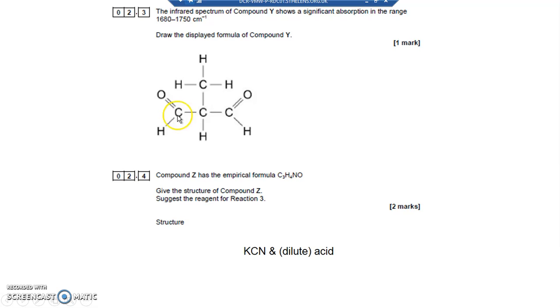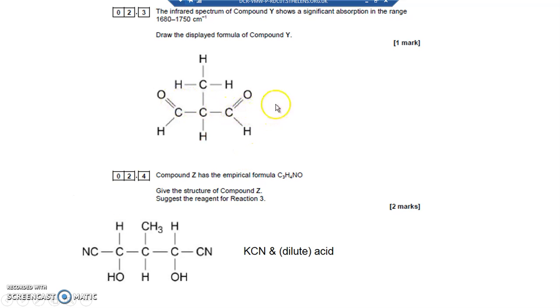So if I've got 4 C's and it's going up to 6 C's, then I've got CN's attacking. So I've got CN minuses, potassium cyanide, attacking these aldehyde groups. If a CN minus attacks these aldehyde groups, it joins on. The CN minus has got a lone pair and it attacks the delta plus on the C. The lone pair of electrons goes on to the O, makes an O minus.